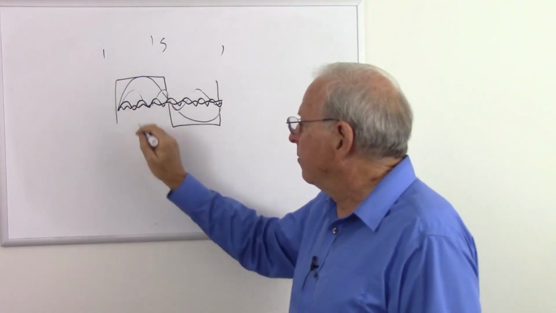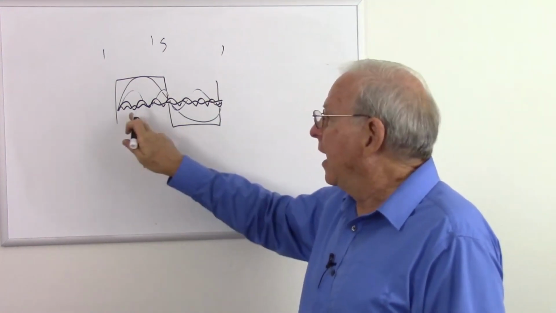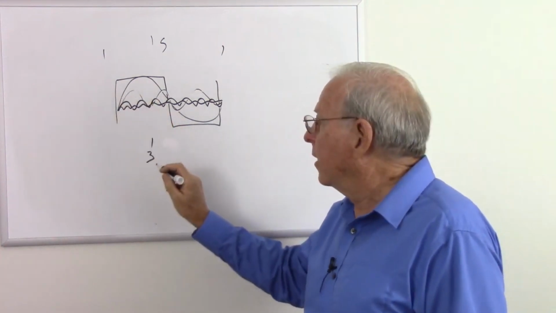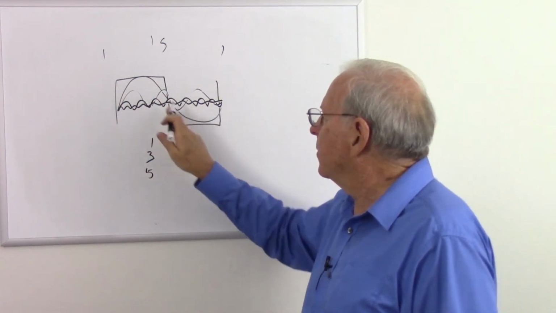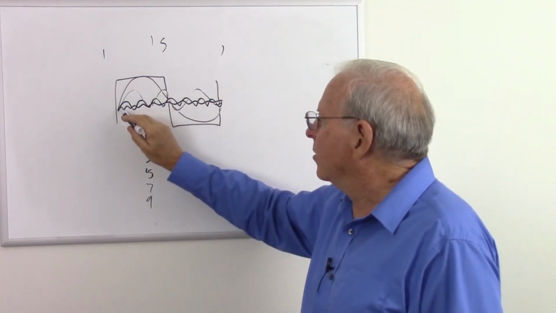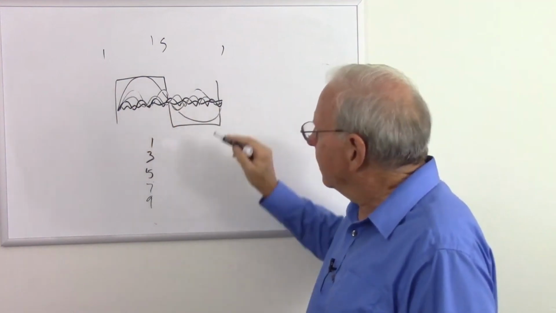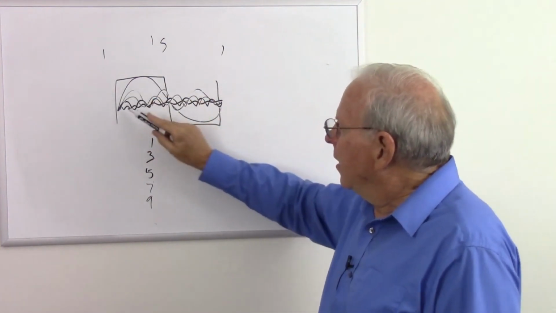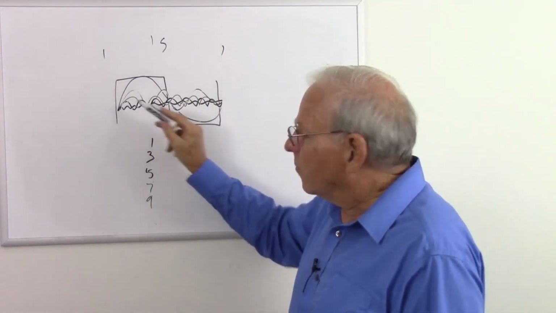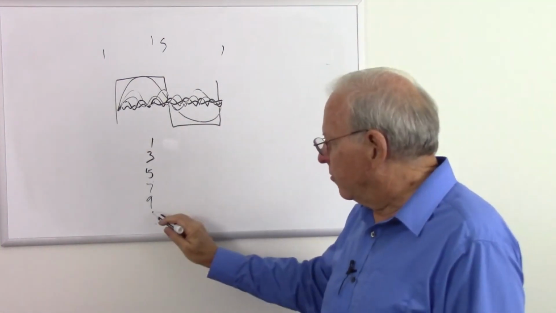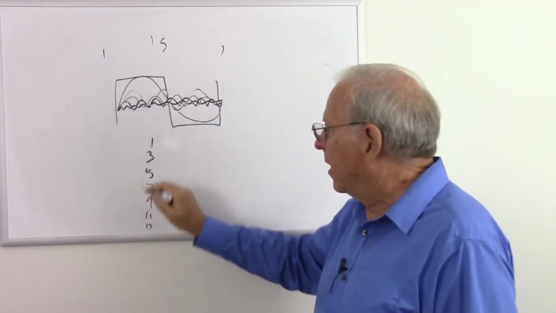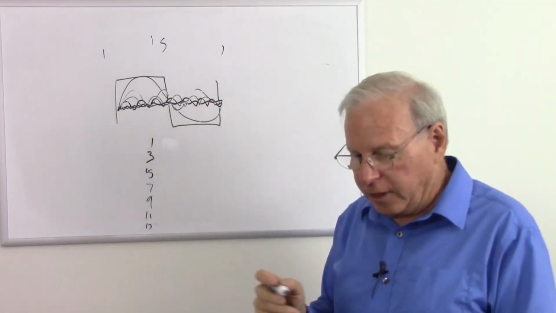Notice what I have here is the fundamental, which we'll call 1, the third harmonic, or 3 times the frequency, and the fifth harmonic. Oh, I put the 7 in there, I forgot the 5. It's 1, 3, 5, 7, 9. There we go. So the fundamental, the third harmonic, the fifth harmonic, the seventh harmonic, and the ninth harmonic. And that square wave contains all of those different frequencies. In fact, they keep on going, 9, 11, 13, but they get smaller and smaller. By the time we get to about 9, there's hardly any energy there.